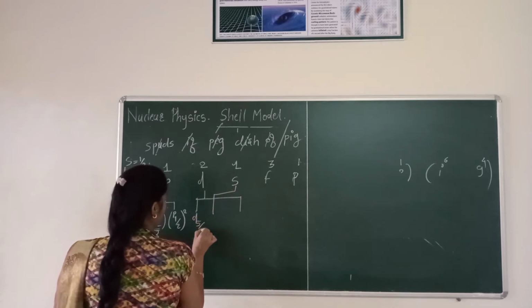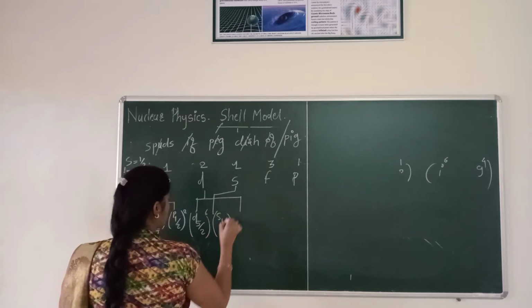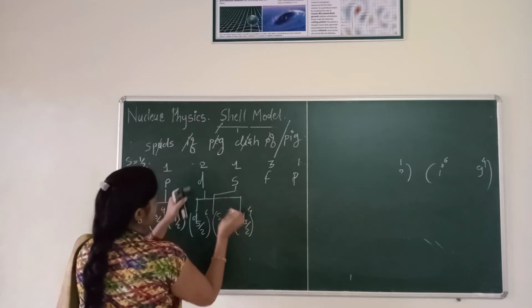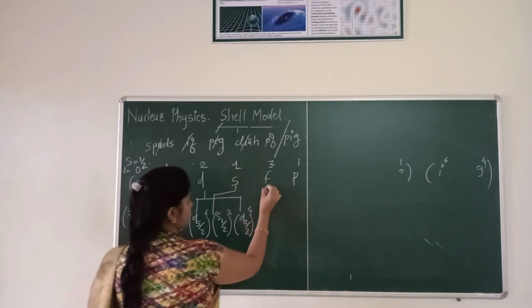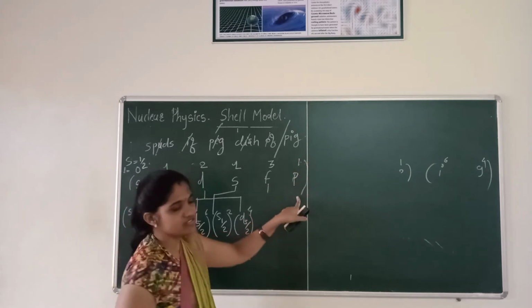D 5/2 contains 6 terms, S 1/2 contains 2 terms, and D 3/2 contains 4 terms. Okay, that is for this. Now for the F, there is also intrusion, because P is repeated.